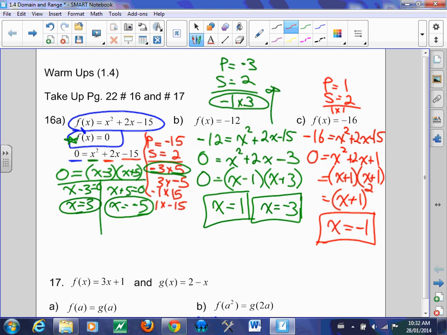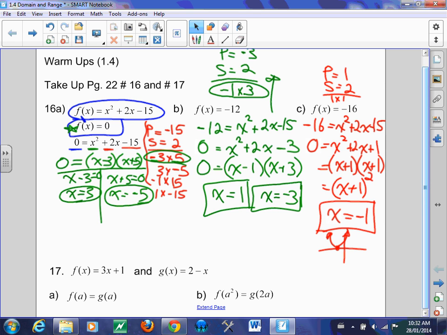What does that mean, ladies and gentlemen? That on this equation, at x equals negative 1, that's where the vertex is. It hits. So there's only one solution there. Okay? All right. Just remember, for x-intercepts, ladies and gentlemen, you can have 0, 1, or 2.